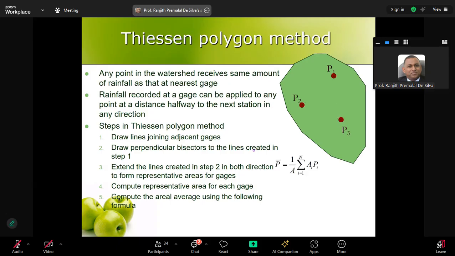Right. So I'll show you, there are 3 points, P1, P2, and P3. To draw Thiessen polygons, what you do is you connect these points by straight lines. Then for each straight line, you draw perpendicular bisectors. You know what perpendicular means, 90 degrees to that line. Bisectors means divide into 2 sectors.